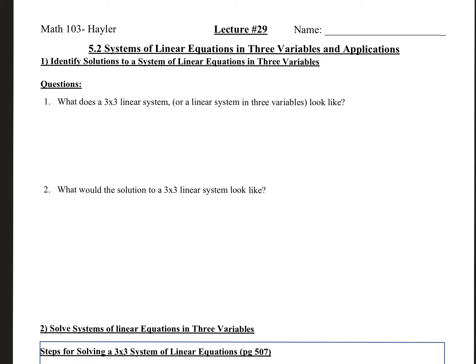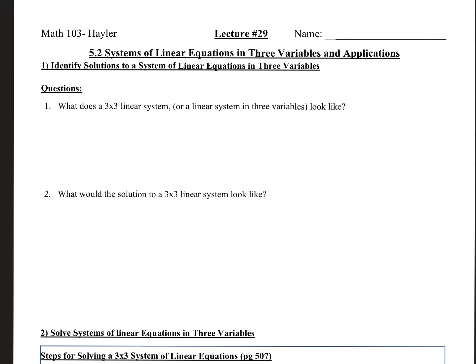So just like how we try to identify what a quadratic equation looks like, remember, we look for the little x squared to identify the quadratic equations. And then linear equations, we just have x and y to the 1 power. And then exponential equations, we have a number to our variable in the power, and so on. So it's always good to learn to identify the different types of equations because we have different ways of solving them. So what does a 3x3 linear system look like?